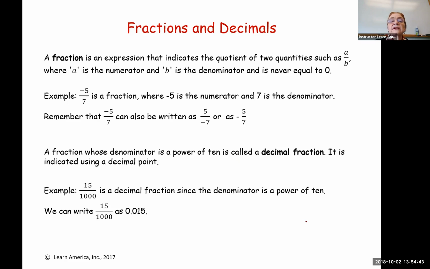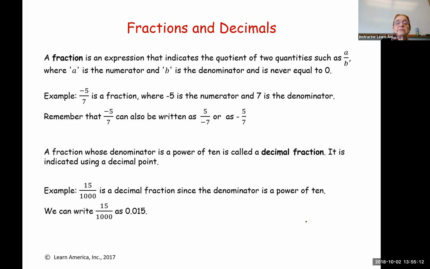Okay, let's take a look at fractions and decimals. Really, fractions and decimals are ways that we have of expressing the same idea, but they look different. A fraction is an expression that indicates a quotient of two quantities, such as A over B. A is called the numerator, B is called the denominator, and the denominator can never be equal to 0. -5 over 7 is a fraction, and -5 is the numerator, 7 is the denominator.